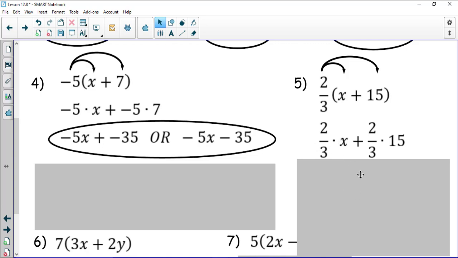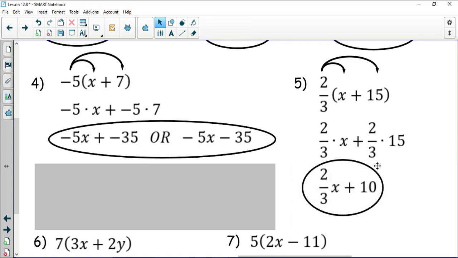2/3 times x is just 2/3 x. We need to take 2/3 times 15, which you can plug into your calculator, or you could think of it in a couple of different ways. 1/3 of 15 is 5, and we are looking for 2/3, so double 5 to get 10. Or you could take 2 times 15 to get 30 and then divide that by 3, since 2/3 times 15 over 1 is 30 over 3 or 10. So you don't necessarily need a calculator for that, but you can utilize that as a resource.